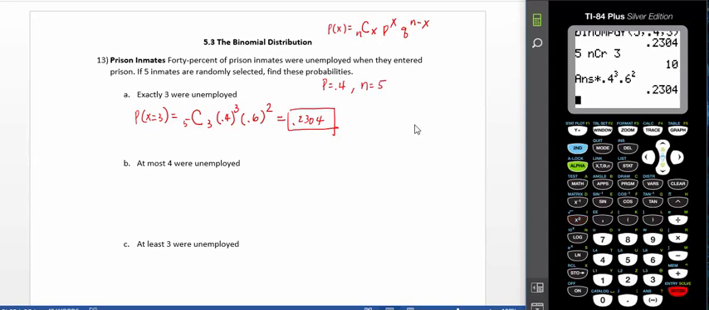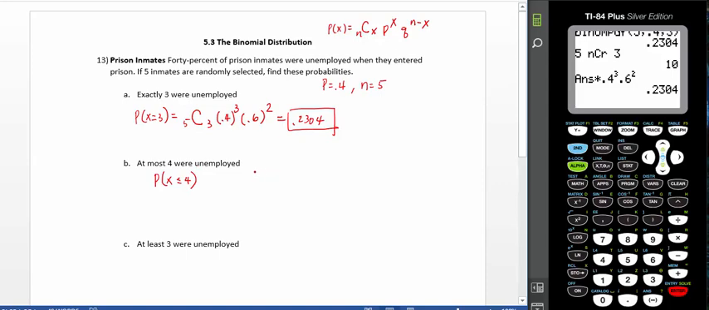Okay? So you can use binomial PDF to get the answer, but I do want to see the setup of formulas. B, probability that at most 4 were unemployed. So at most 4 means x is less than or equal to 4.